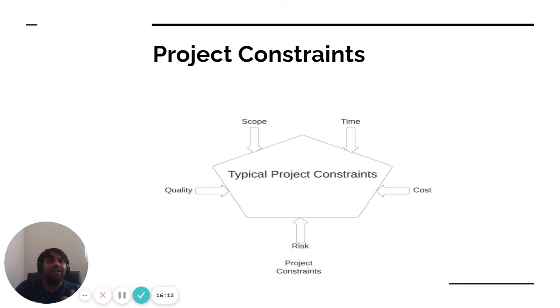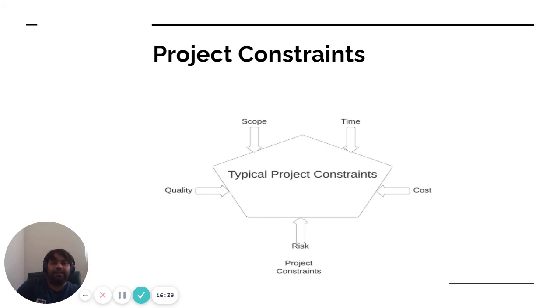So project constraints: when any project is running, the scope of the project is going to change. These are the five elements that will change the project, right? So the first is scope. Whenever the scope of the project is going to change.